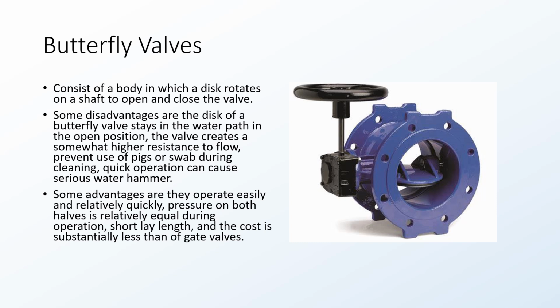Here we go, butterfly valves. I talked briefly about it previously, but you have a rotating disc inside of this valve. As you operate this valve, this disc will pivot from this fulcrum point here and open and close. There are some disadvantages. Obviously, you have this disc that's in the way as water is flowing, so it's creating a little bit of resistance. And if you needed to swab or use a pig for cleaning purposes, this is going to prevent you from doing that. Plus, their quick operation can lead to some water hammer.